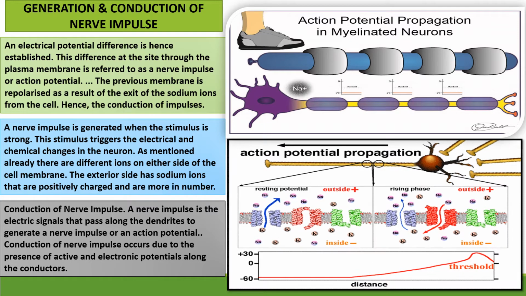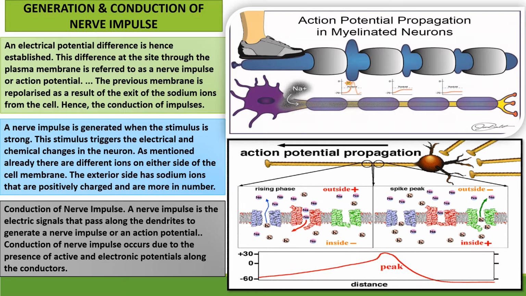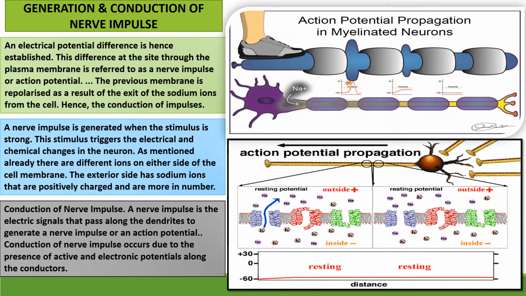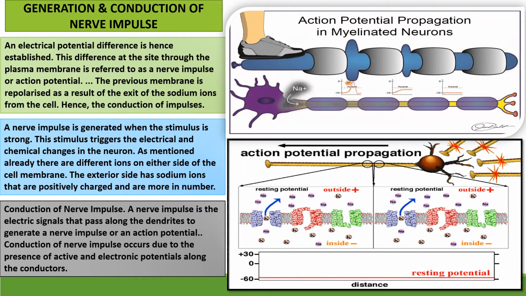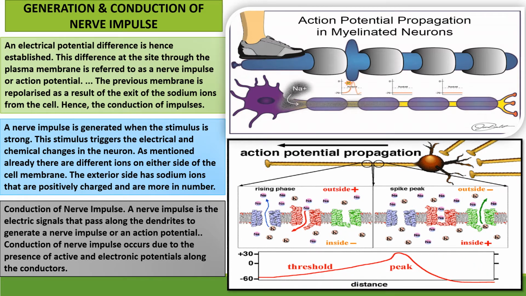You first see this diagram, action potential propagation in myelinated neurons. I have given the GIF, so you can see this properly. The nerve impulse is moving like this. This is the pathway.